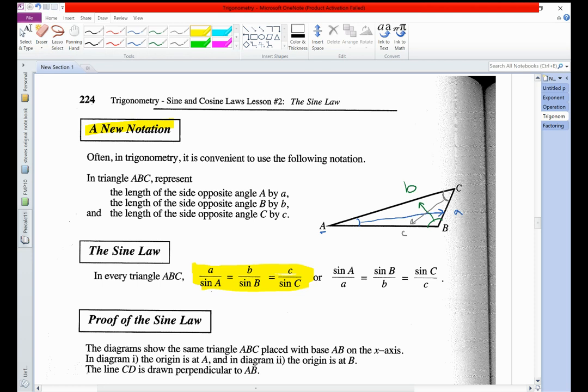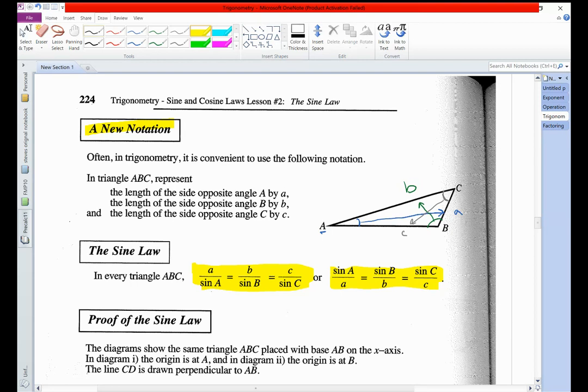So it does look big. There's 3 parts to it. When you use it mathematically, you only need to use 2 parts of it. Or you can flip everything. So you see here we have a divided by sine of A is equal to b divided by sine of B is equal to c divided by sine of C. Or we can put those sine functions on top of the fraction, which gives you the exact same formula, just flipped. So sine of A divided by side length a is equal to sine of B divided by side length b is equal to sine of C divided by side length c.